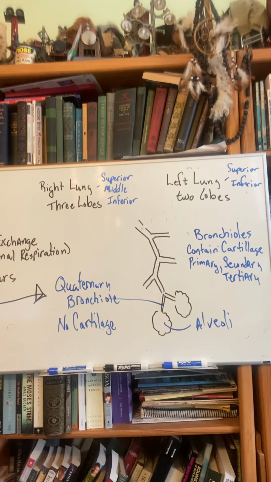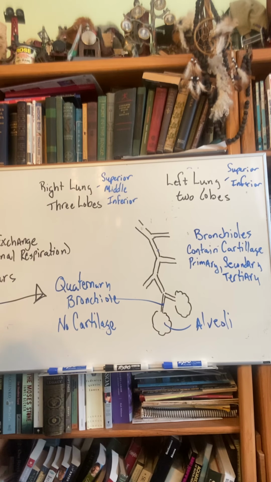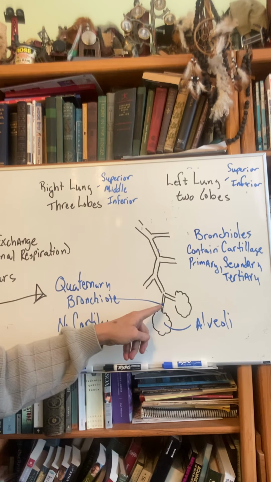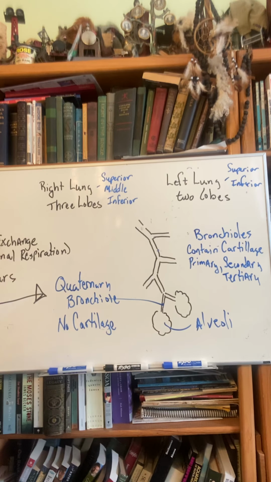Eventually, as we keep branching, we get to the level where we have quaternary bronchioles. These are also known as respiratory bronchioles. They do not contain cartilage, and this is part of where gas exchange occurs. The respiratory bronchioles open up into little air sacs called alveoli. And you have an enormous number of alveoli.